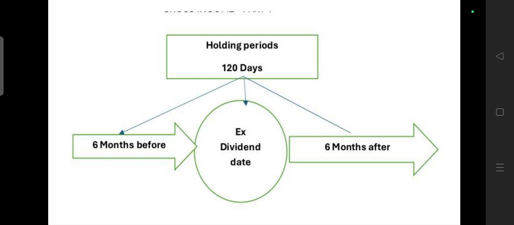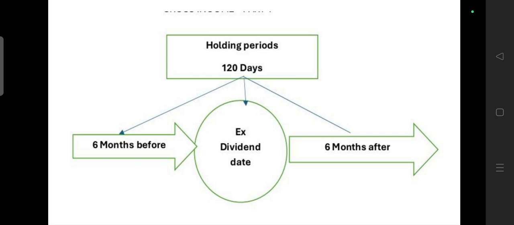See the diagrammatic example. Out of this 120 days, there is an error. In this diagram, the 6 months I have given is actually 60 days. For this 120 days, the base date is the dividend declaration date, which is known as the ex-dividend date. Before 60 days of this date and after 60 days of this date, this holding period starts. This 120 days starts. Out of these 120 days, you have to hold for more than 60 days.